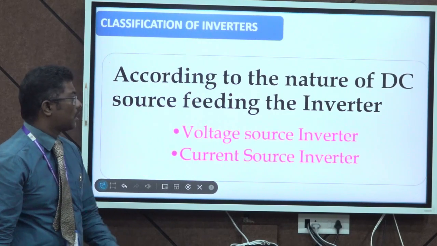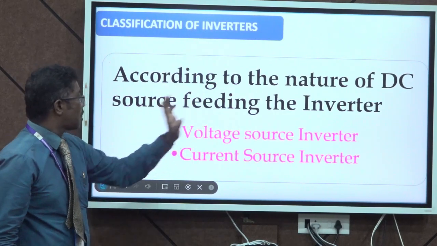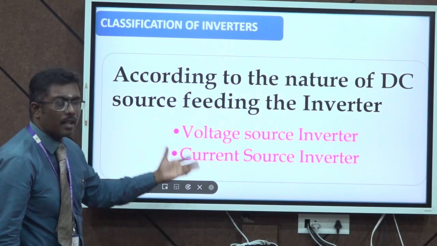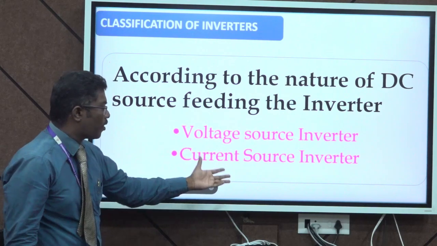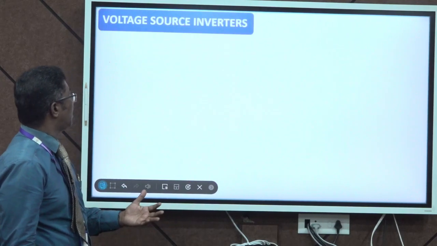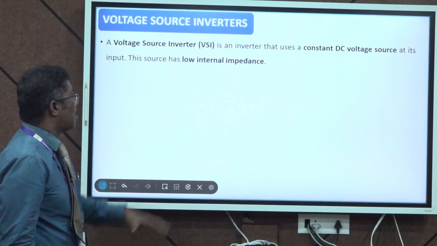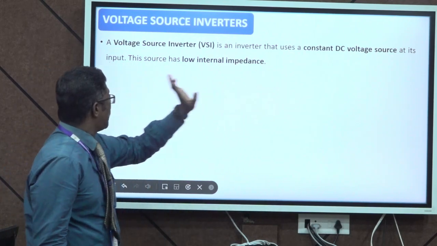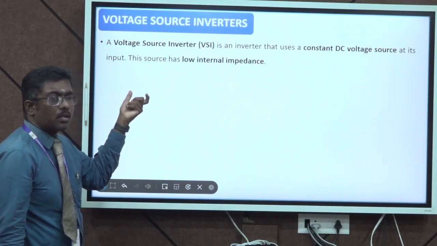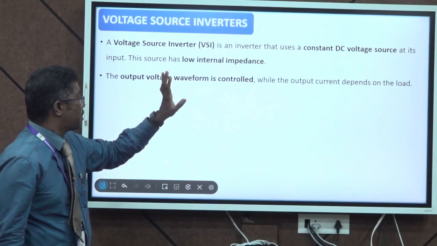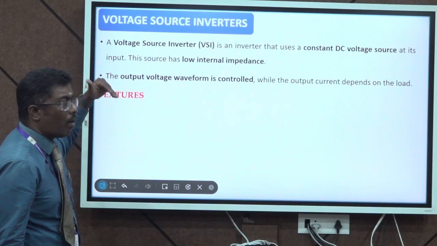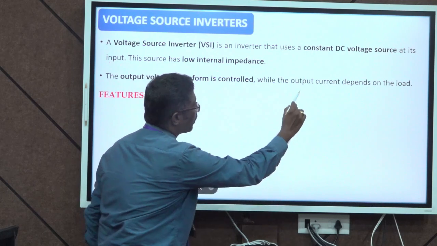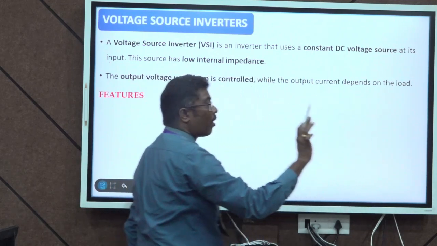The next classification of inverters depends on the nature of the DC source given as input to the inverter. They are classified as either voltage source inverters or current source inverters. So, what is a voltage source inverter? A voltage source inverter has a constant DC voltage source at the input, and the source has low internal impedance. In a voltage source inverter, the output voltage waveform is controlled, whereas the output current is dependent on the load.